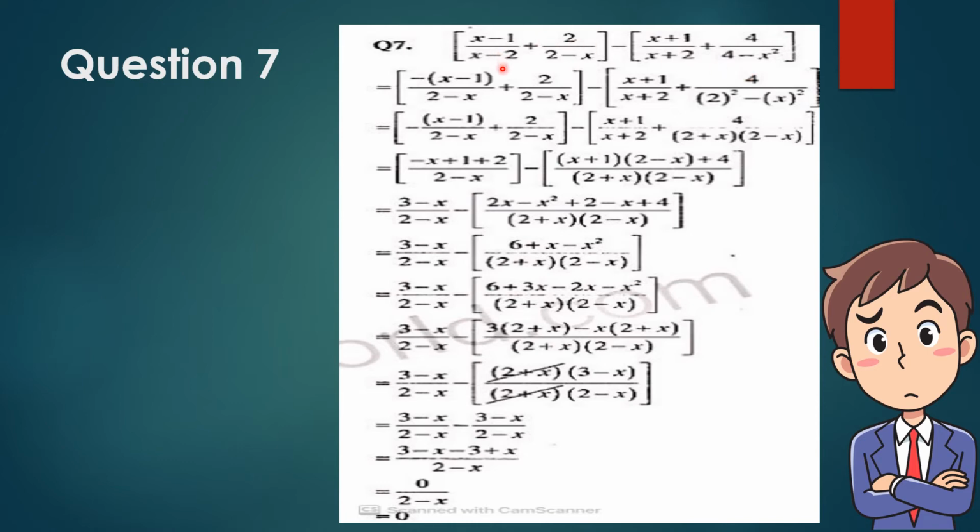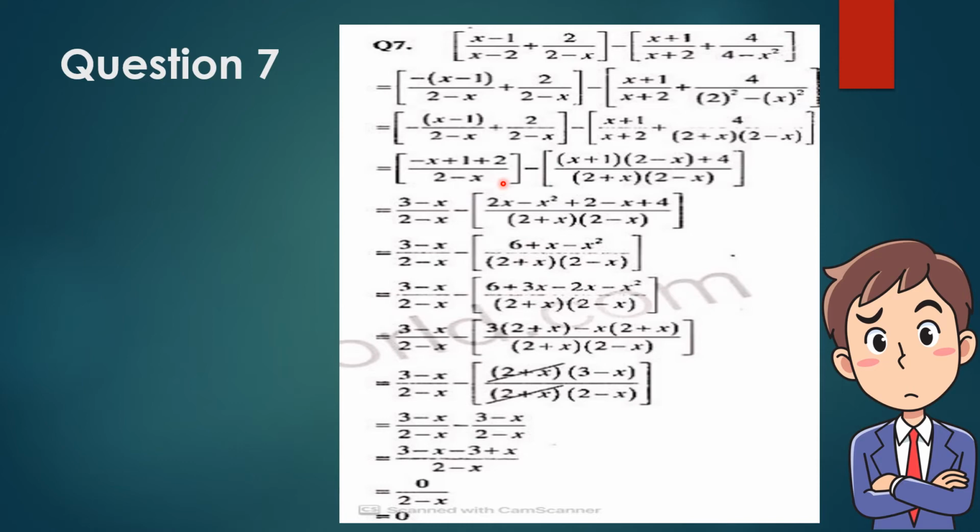Now in the first one we have x minus 2 and 2 minus x. So here we will take minus common. So by taking minus common you will be left with x minus 1 over 2 minus x and 2 divided by 2 minus x. So 2 minus x will be the LCM, and in the numerator you will be left with minus x plus 1 plus 2.